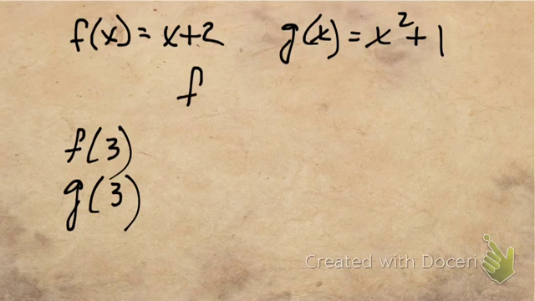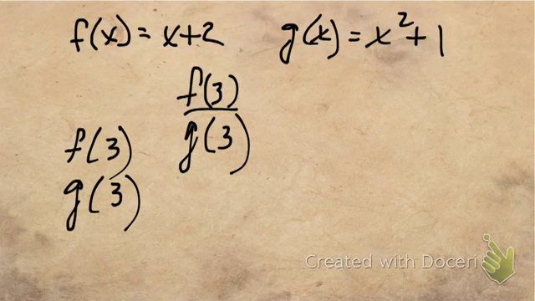What would f of 3 over g of 3 equal? Okay, Erica says 1/2. Why do you say 1/2? So that's 5 over 10. Okay. So you just find the f of 3 on top, g of 3 on bottom.